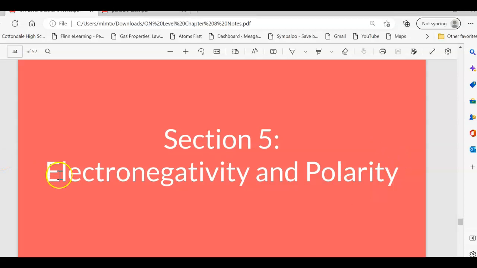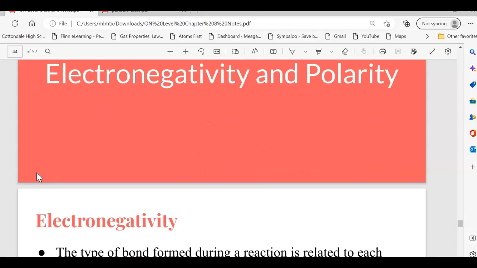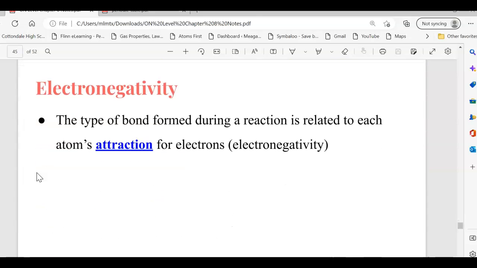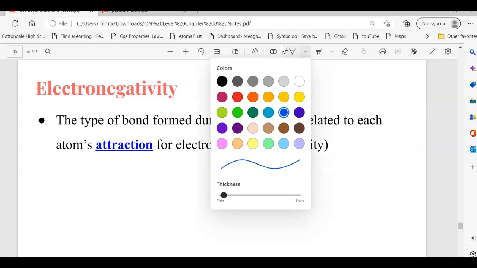So we're going to be looking at electronegativity and polarity. That's what we want to consider, and we're going to remember what electronegativity is. When we learned it originally, we learned it in our chapter on periodic trends. Electronegativity is about the attraction. If one atom is attracted to another atom's electrons, then it has a high electronegativity. So when we originally looked at electronegativity, we looked at the trend.